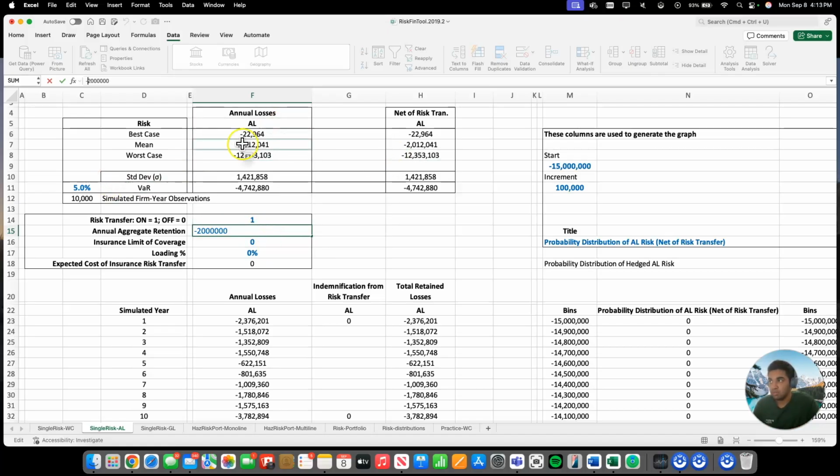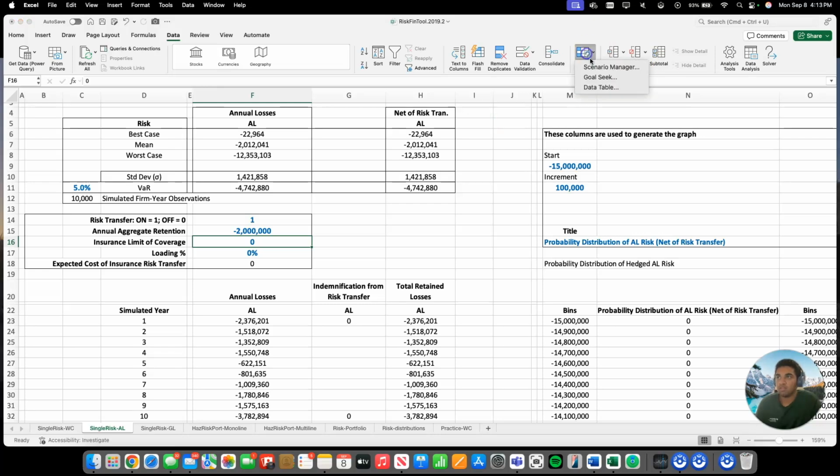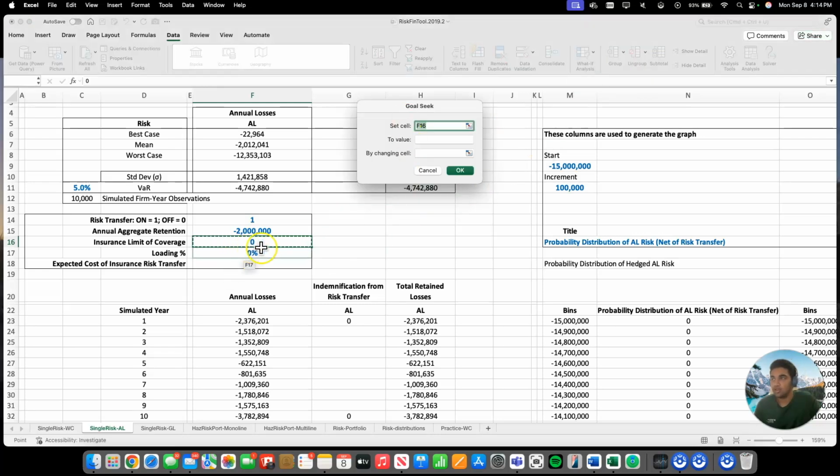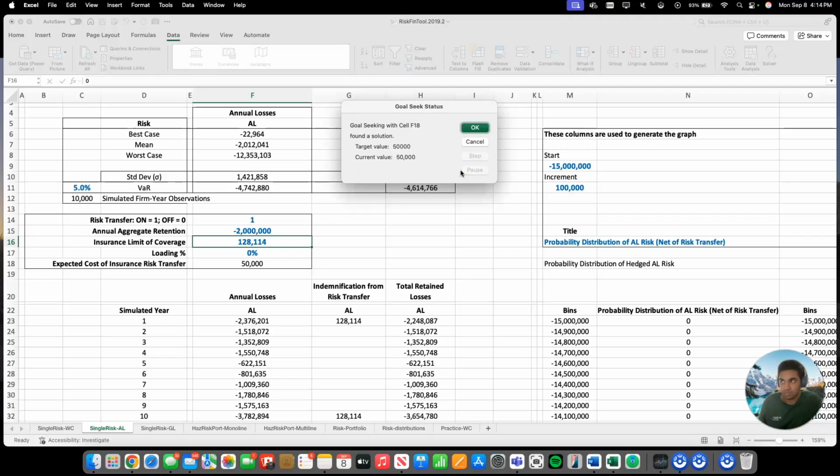So 2 million, just like how this was 2 million. We're going to make that 2 million. And we want to find the insurance limit of coverage, so we're going to use goal seek. I had a little panic because it didn't work earlier, but now it works. So make sure to have that as a negative number. So 2 million, and we're going to set this value to 50,000 because that's our budget. And we're going to change the insurance limit of coverage. And boom, there you go. That's your number.